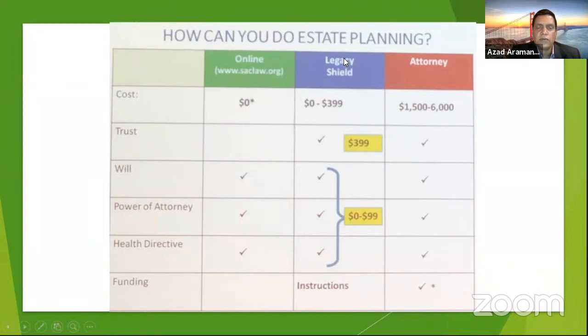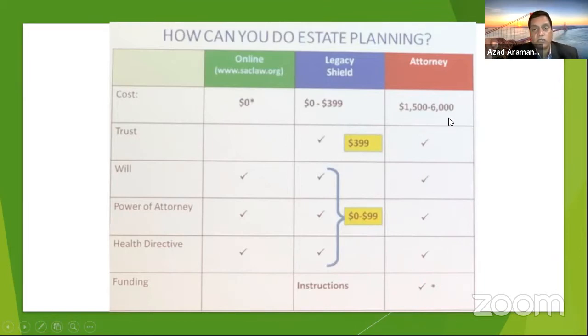And then there are third-party online websites which charge anywhere from about $0 to about $400. Legacy Shield, for example, charges up to $400. It will help us establish a trust and also a will, power of attorney, and health directive. Without the trust, just doing the will, power of attorney and health directive costs about $100.